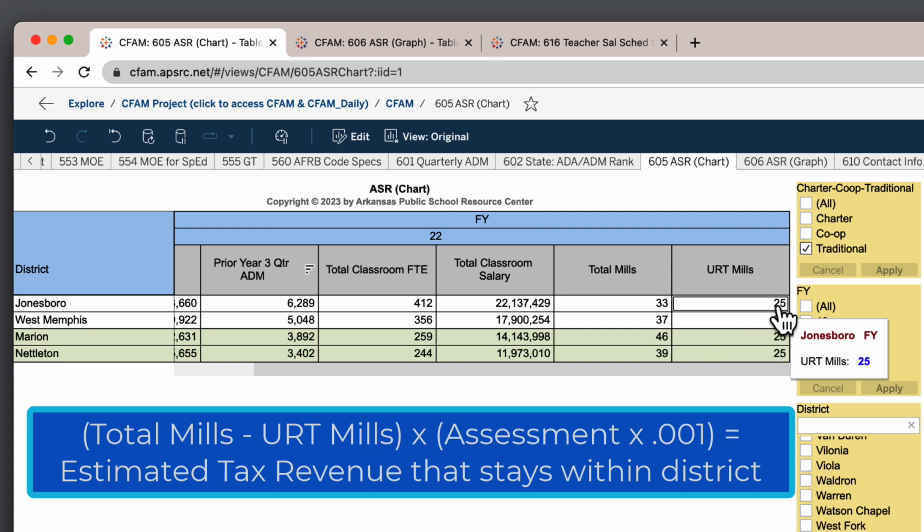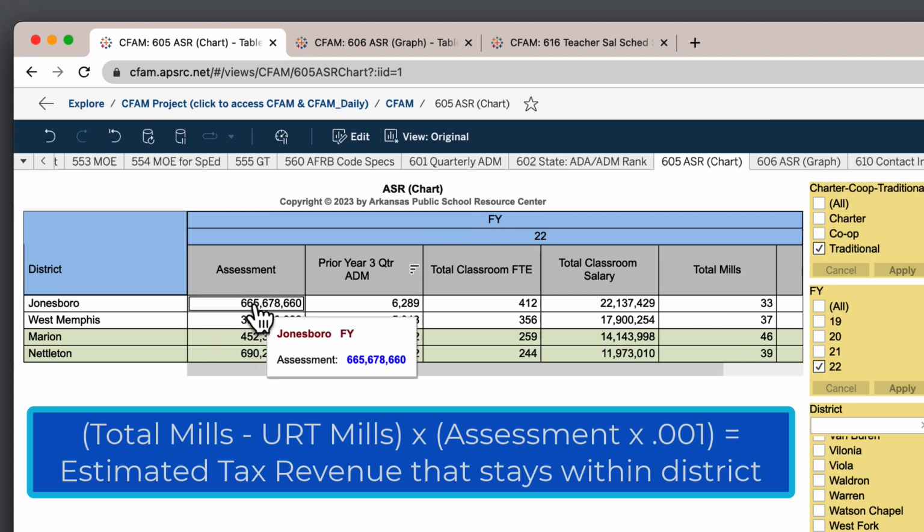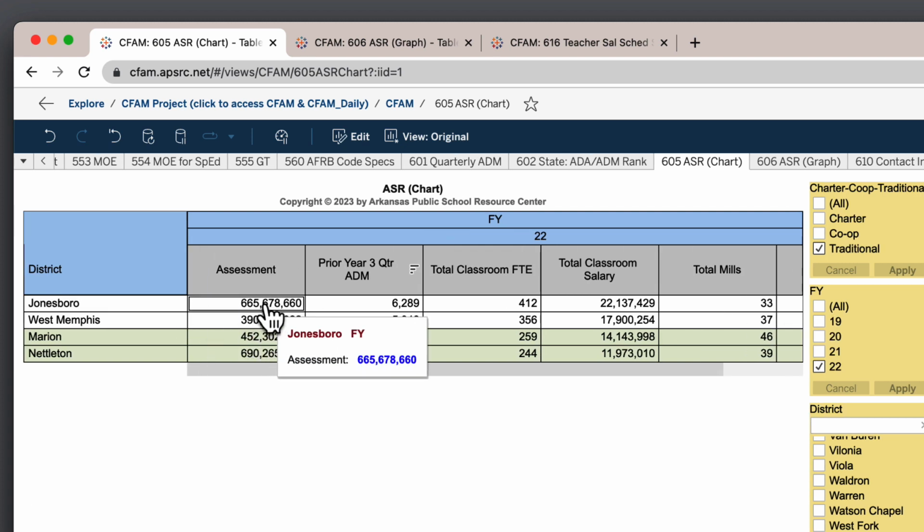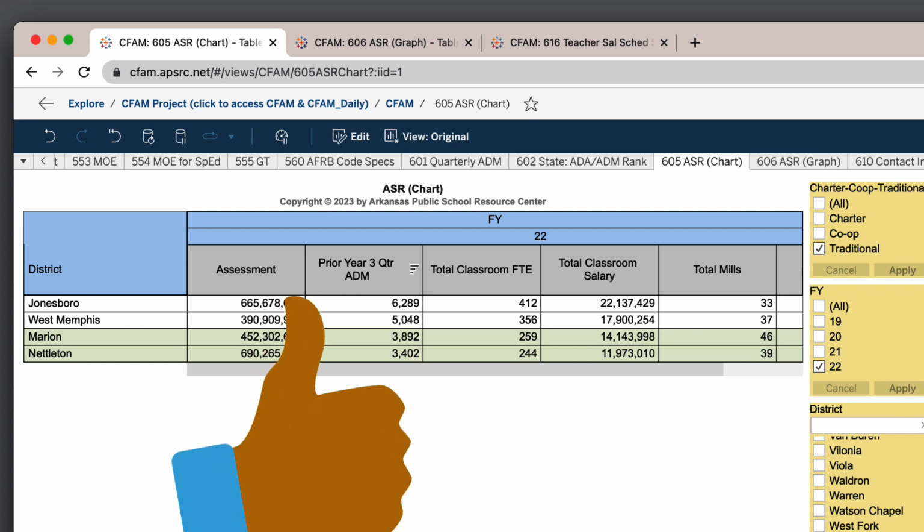33 minus 25 is 8. 8 times the dollar value of this assessment. Now, what is the dollar value of this assessment? I learned early on when I started as a school business manager that there is a rule of thumb, and the rule of thumb is this: take your thumb, place it over the last 3 digits of your assessment. What is remaining, what you can see, is roughly the dollar value of each mill.